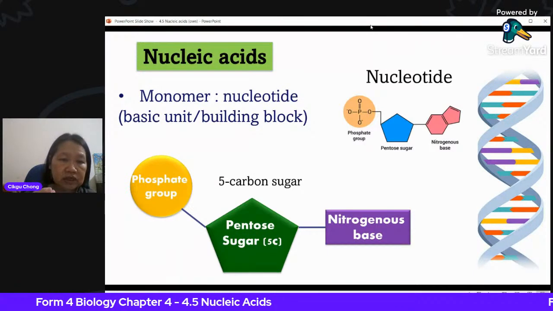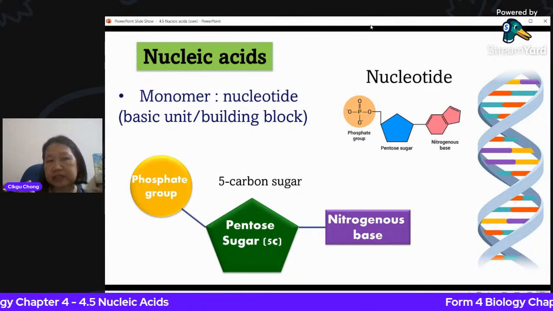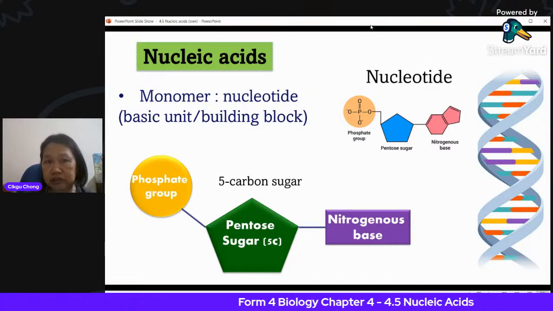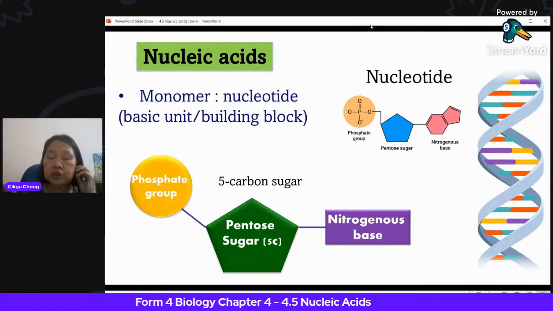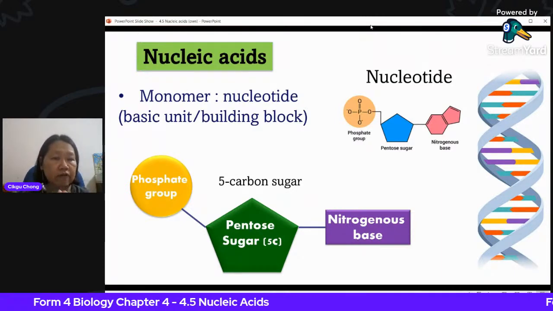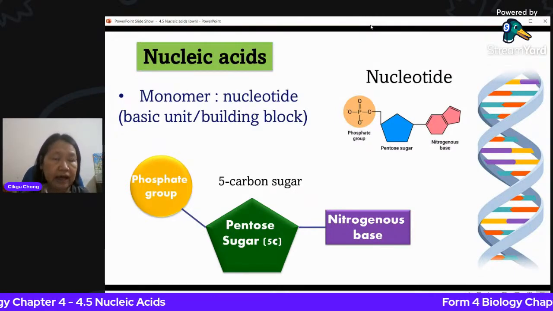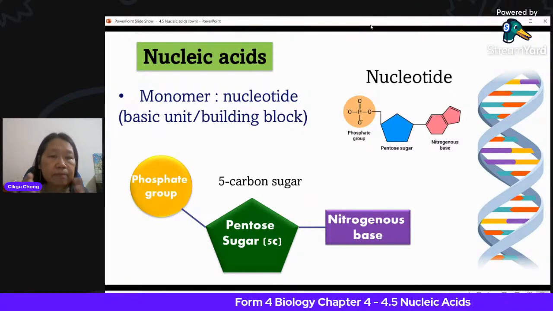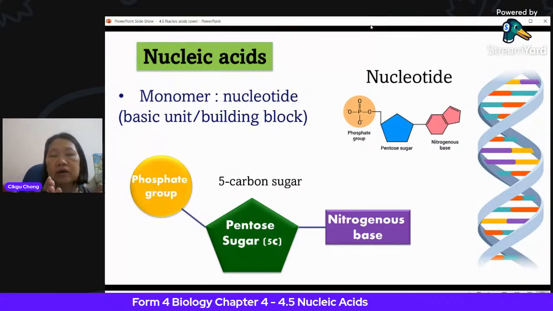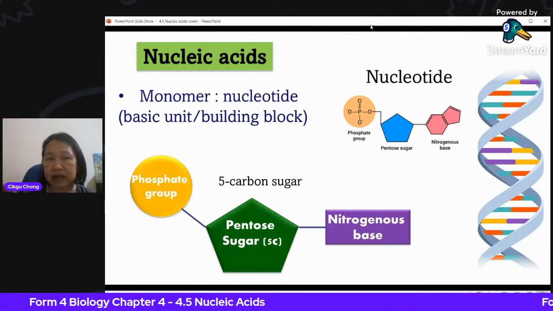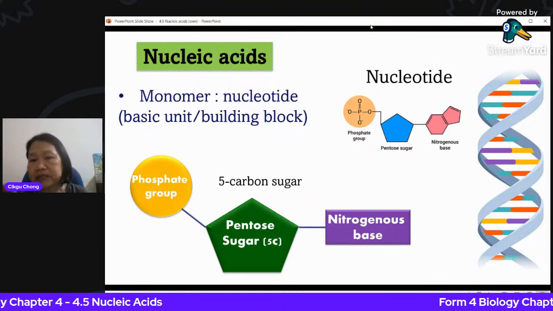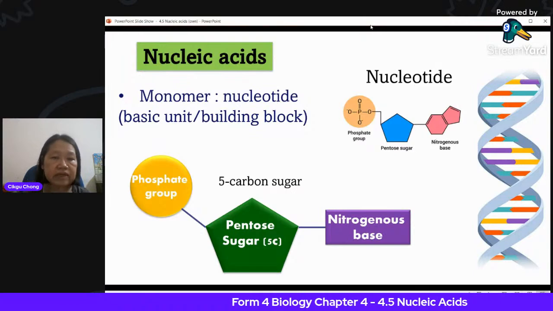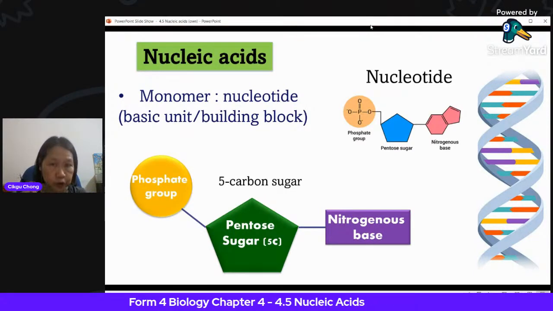Pentose sugar, there are 2 types. Phosphate group, there's only 1 type. There's no variation for the phosphate group. But for pentose sugar, there's variation. There are 2 types of pentose sugar. What kind of nucleic acid is made depends on the type of pentose sugar that is there. Afterwards, I'll explain. For nitrogenous base, there are 5 options. There are 5 different nitrogenous bases that can be attached to this nucleotide.